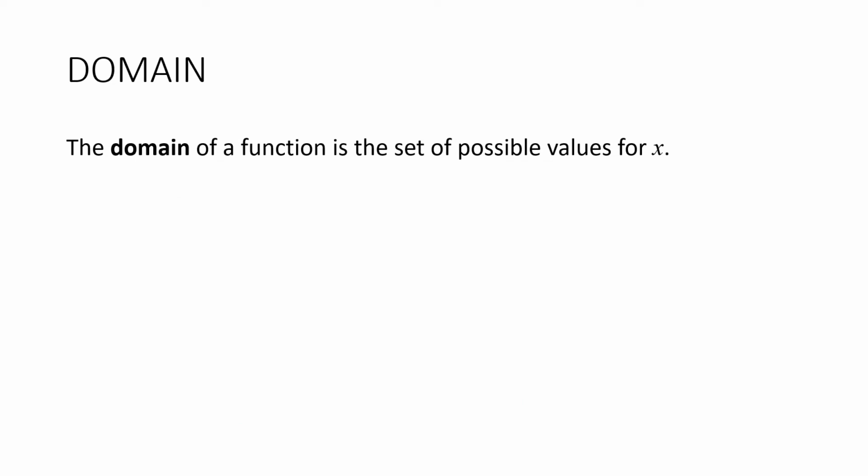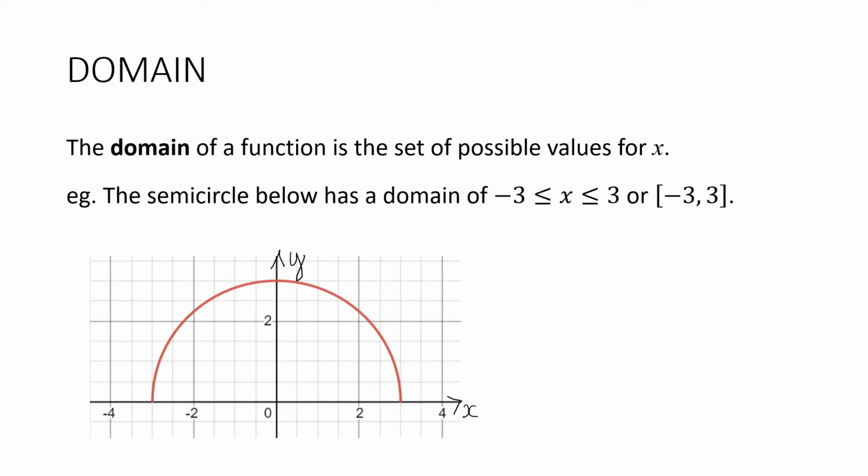Okay, let's move on to domain and range. The domain of a function is the set of possible values for x. So let's have a look at a graph. This is a semicircle, and it has a domain of -3 is less than or equal to x is less than or equal to 3, or we can write it in interval notation like this. But basically we're looking for which x values this graph exists for, and it's all of these. For all of these values I can find a y value that corresponds, but I can't find one here, I can't find one here.